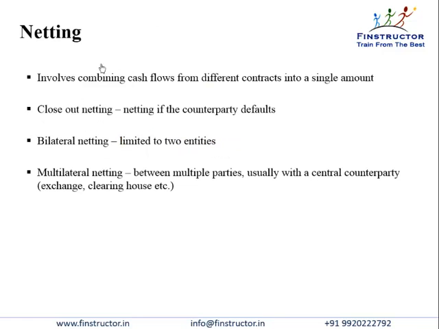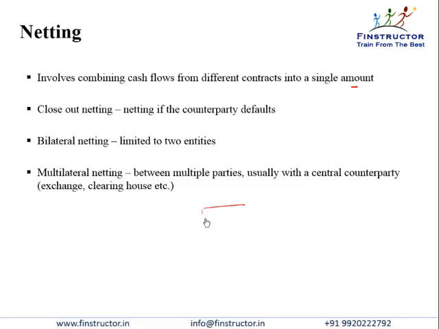So once again, netting involves combining cash flows from different contracts into a single amount, as we just saw. Closeout netting happens if the counterparty defaults. So when a default happens, all contracts are clubbed together and netted off. Bilateral netting is limited to only two entities. Multilateral netting, on the other hand, happens between multiple counterparties, and it usually requires the help of a central counterparty.